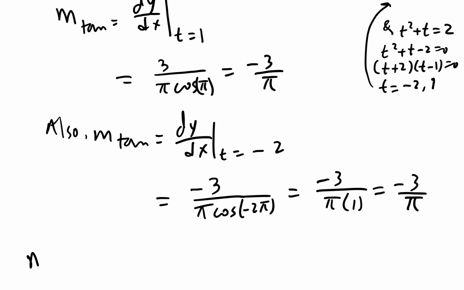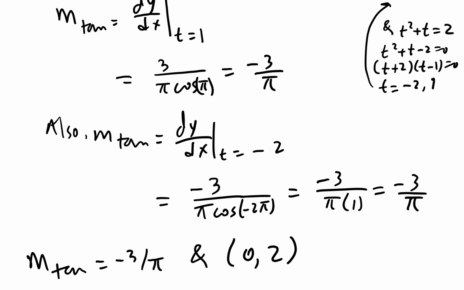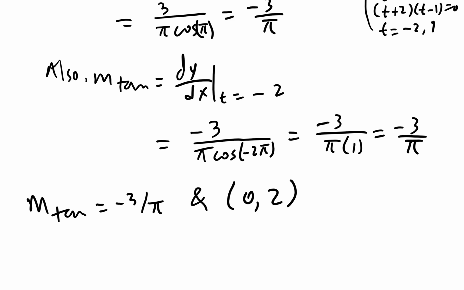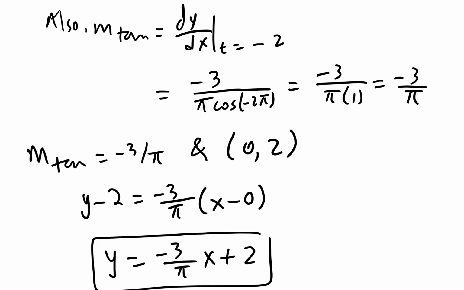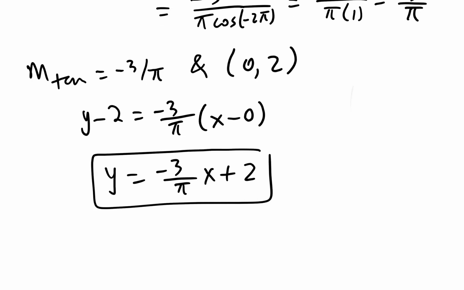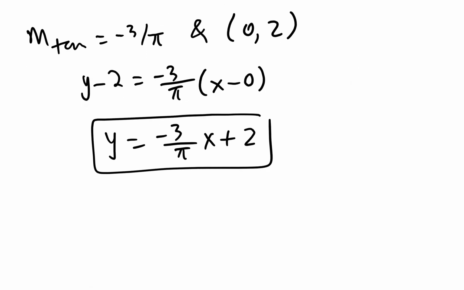So now we have the slope of the tangent line, negative 3 over pi, and the given point 0, 2. We use y minus y1 equals slope times x minus x1. And you may simplify it by rewriting it like so. So that was about parametric stuff. So basically you need to know, everything was covered in class, but those are very important.